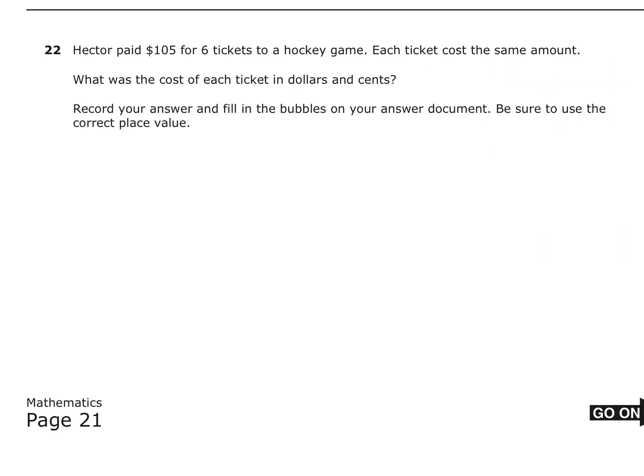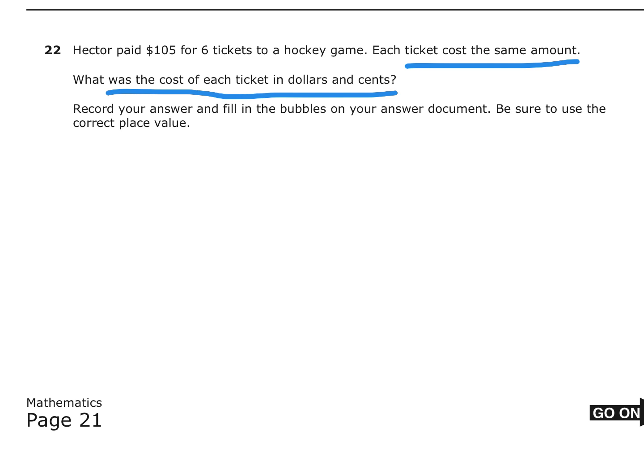Number 22. Hey, where's the answers? There's no answer here. Oh, it's not multiple choice. This is a type of answer that you have to work out and then bubble in on your answer document. And there is no multiple choice here. Hector paid $105 for 6 tickets to a hockey game. Each ticket cost the same amount. So these are equal amounts. What was the cost of each ticket in dollars and cents?